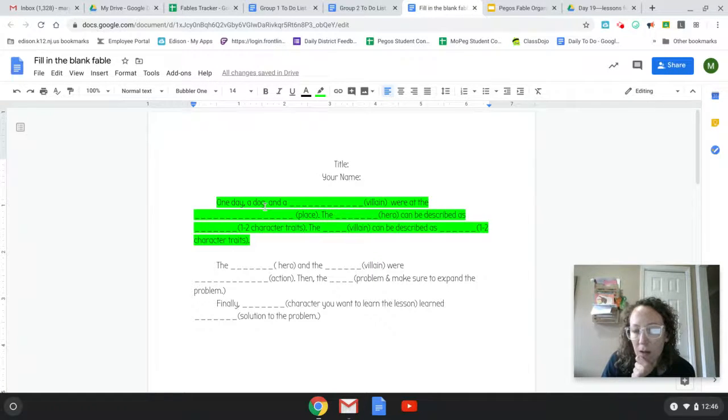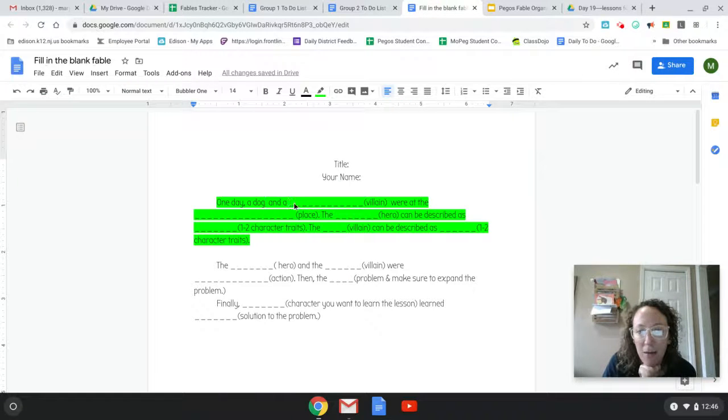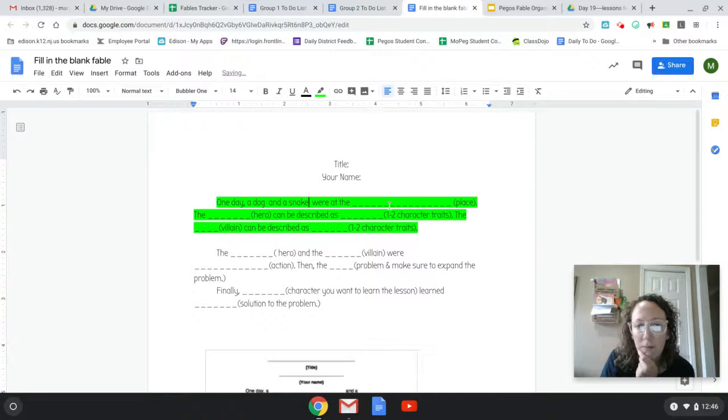One day, a dog and who's my villain? Let me go back to my organizer and look at my villain. Ooh, my villain is the snake. So I'm going to again highlight where the villain part is, and I'm going to write snake. Okay, and then that goes away.